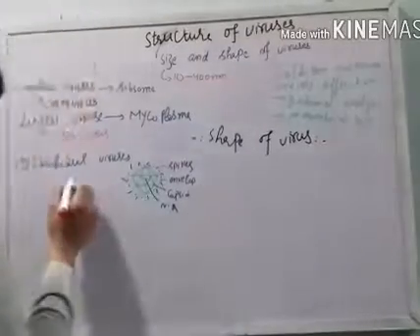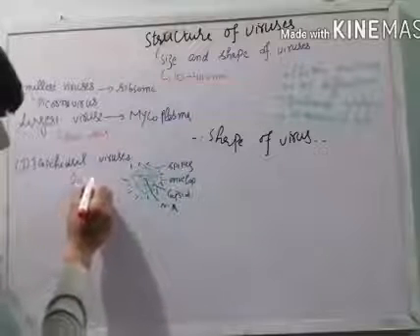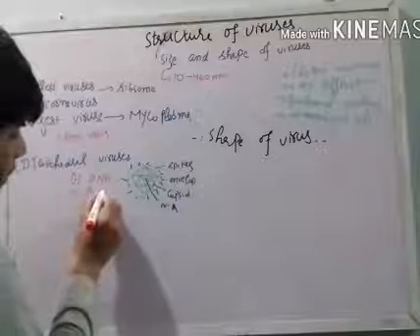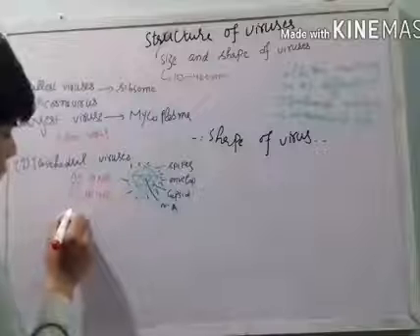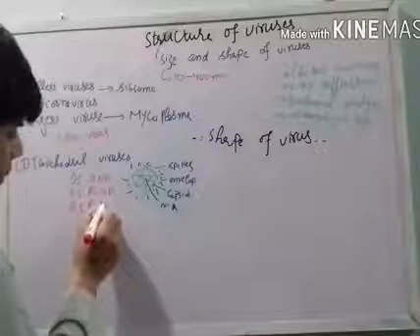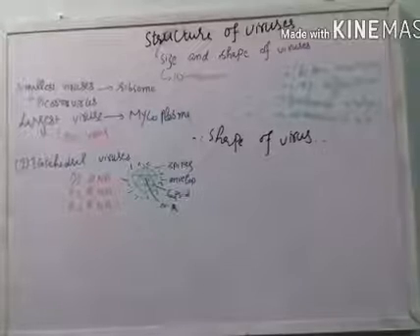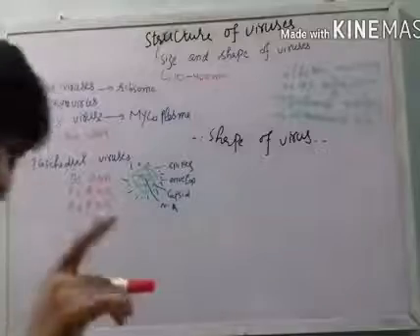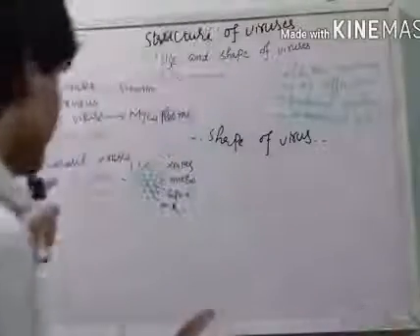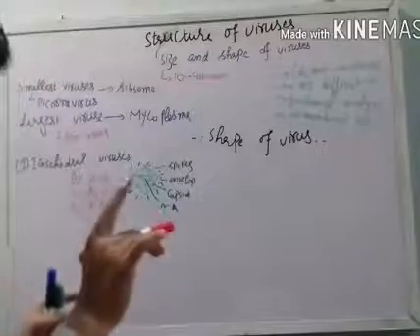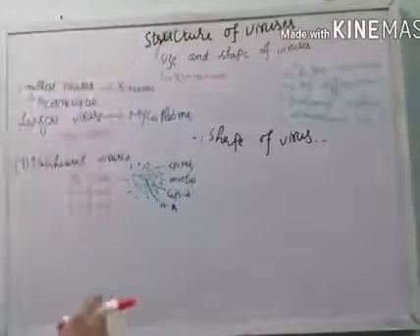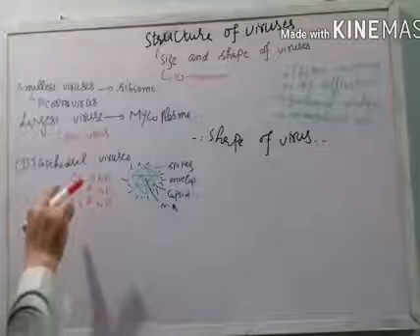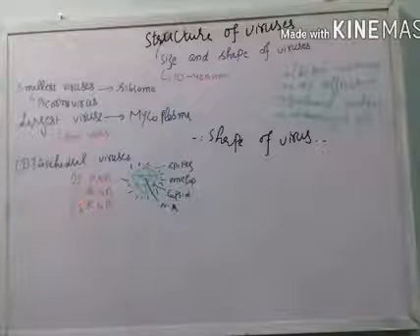You should keep it in your mind. They have double-stranded DNA, single-stranded RNA, and double-stranded RNA. But they don't have single-stranded DNA. Keep in mind they don't have single-stranded DNA, but they have either double-stranded DNA, single-stranded RNA, or double-stranded RNA.